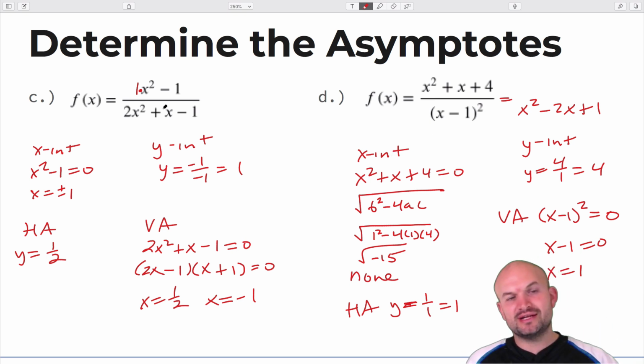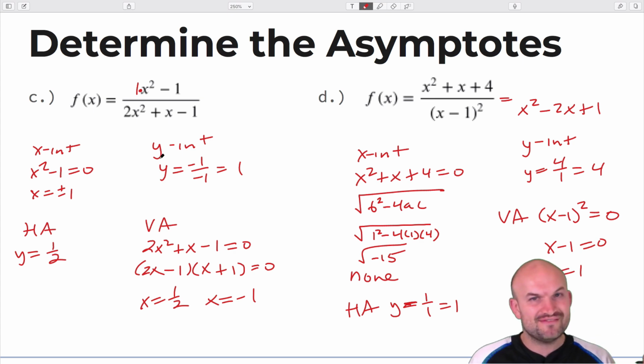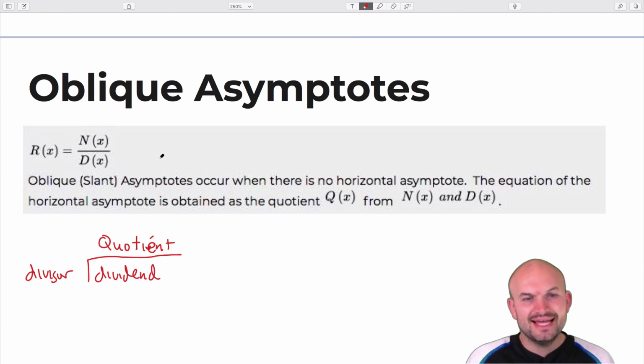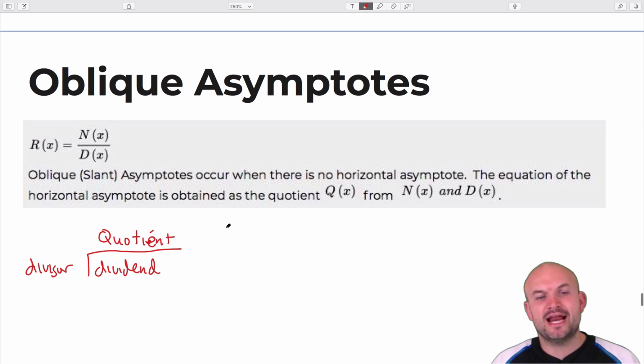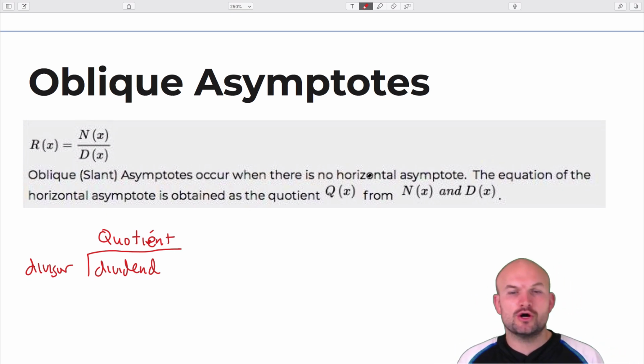So we cover when the degree in the denominator is bigger than the degree in the numerator. We cover when the degrees are the same. The only one we have not covered is when the degree in the denominator is smaller than the degree in the numerator. And when that happens, we are going to have an oblique asymptote, also known as a slant asymptote. Now, it's important that this does not always happen when there is no horizontal asymptote.